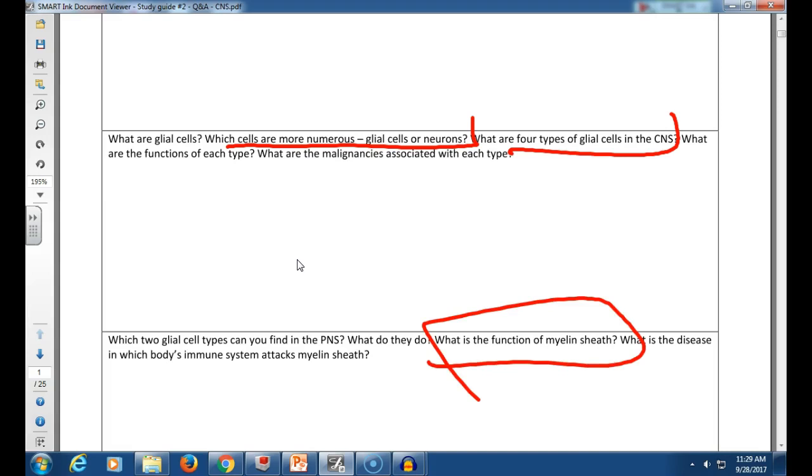Function of myelin, electrical insulation, disease in which... malignancies, I mean cancers, it's in the table, like neuroma, okay, or microglioma, or astrocytoma. They kind of self-explanatory, okay? Disease in which immune system attacks myelin sheath is MS.